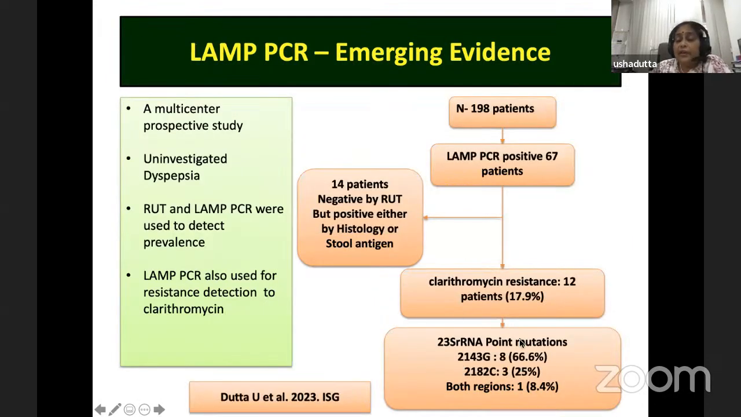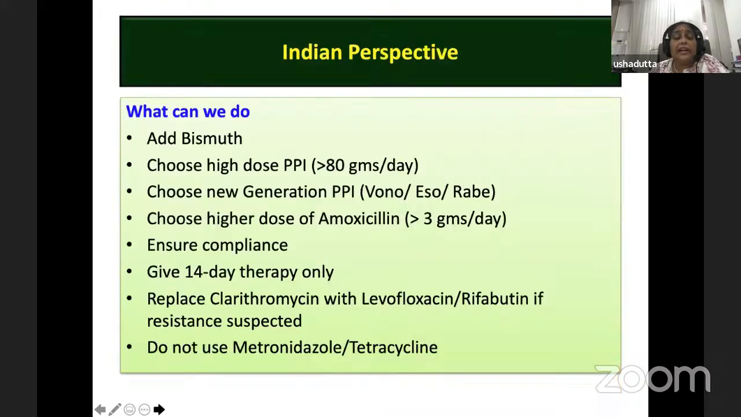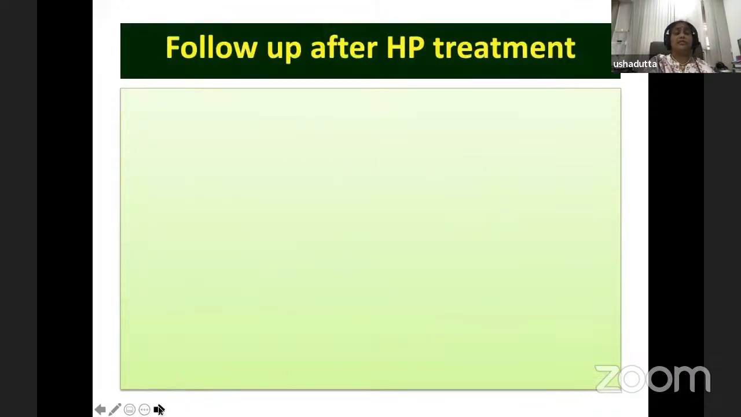So here in India, we found that in 198 patients, 67 were LAMP PCR positive. And here we did find point mutations to suggest clarithromycin resistance. So what is the Indian perspective of dyspepsia and H. pylori? Add bismuth, choose a high dose PPI, choose new generation PPI, choose higher doses of amoxicillin, ensure compliance, give a 14-day therapy only, replace clarithromycin with levofloxacin and rifabutin, and do not use metronidazole and tetracycline for other indications.